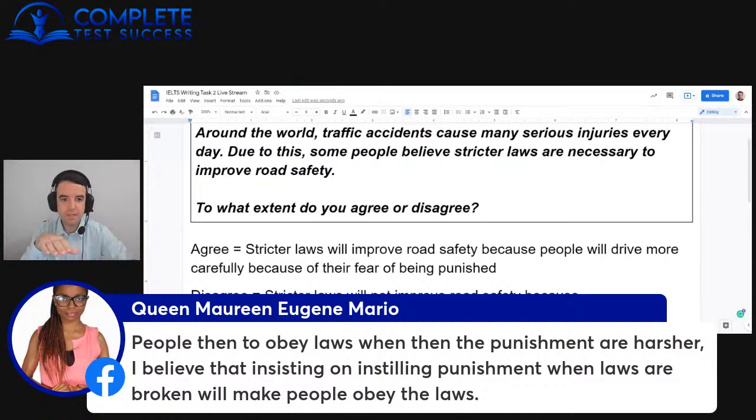So when you say people then obey the laws when the punishments are harsher, well, that's what we expect to happen, but not an explanation of why that happens. So I believe that insisting on instilling punishment when laws are broken will make people obey the laws. But again, why are they obeying the laws? How is that influencing their behavior? So you're not really getting down to the core of that idea yet.